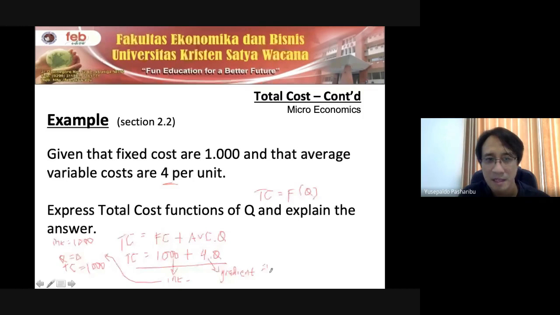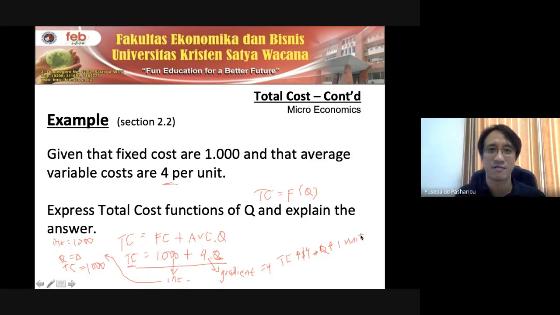So the total cost will increase by 4, in this case $4, if the quantity produced also increases or rises by 1 unit. That's the idea of interpretation of intercept and gradient.